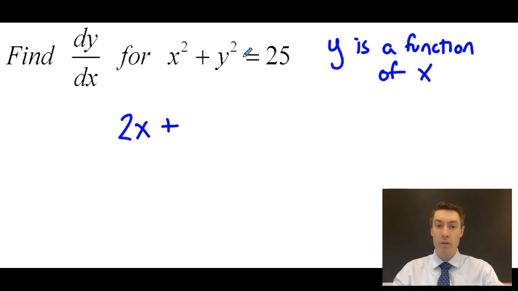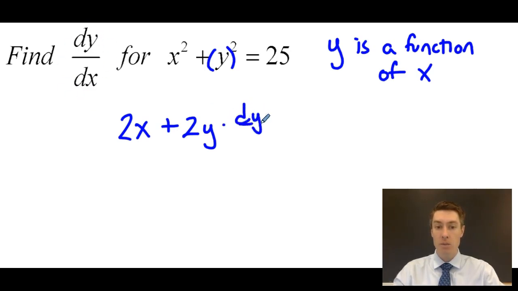Now, y squared. We're going to treat this as a composition of functions. Y is the inner function, squared is the outer function. So the derivative of the outer function, bring the 2 down, y to the first, times the derivative of the inside. Now I know most of you might be thinking, well, the derivative would just be 1. But we have to remember, y is a function of x. So we're differentiating y with respect to x. What is that going to be? Well, that's going to be dy/dx.